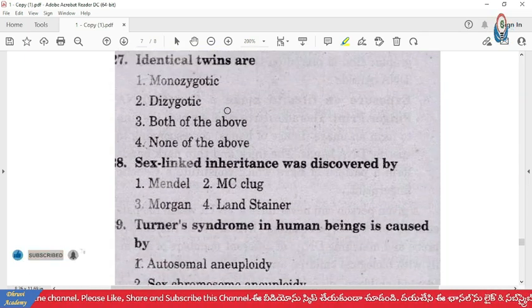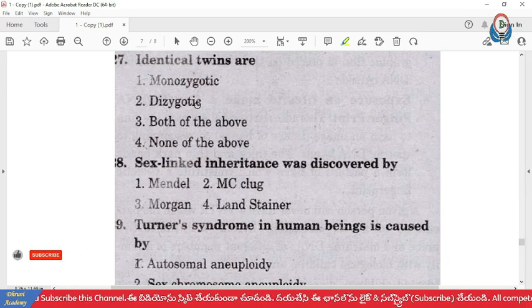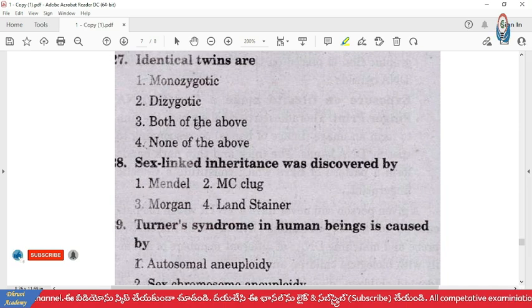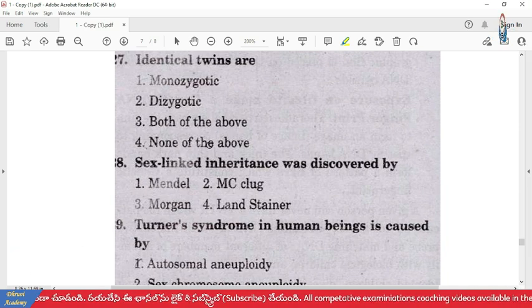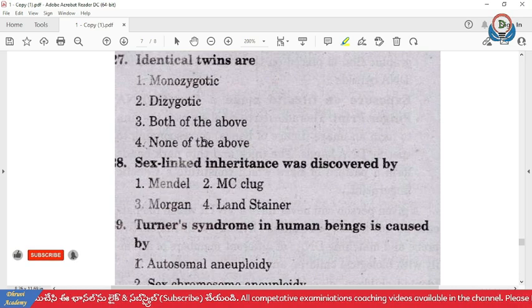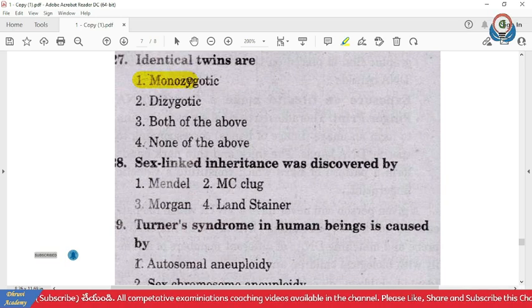Next, identical twins are called: is it monozygotic, second one dizygotic, third one both of the above, or the fourth one none of the above? Which is the correct answer? The answer is identical twins are monozygotic.